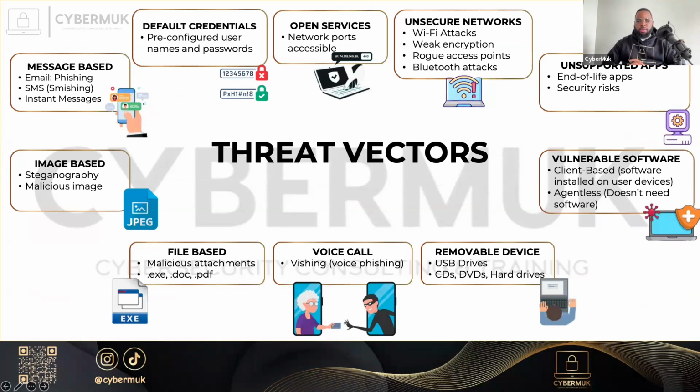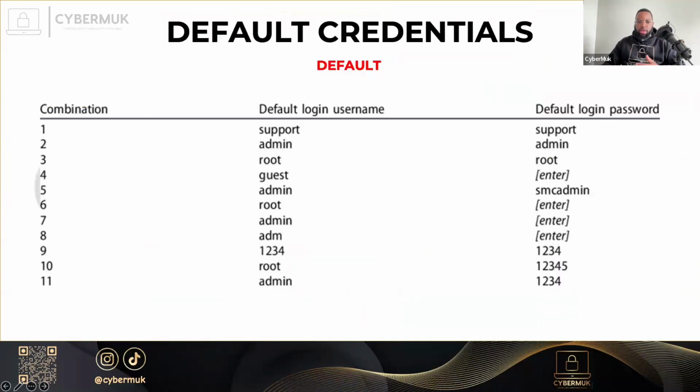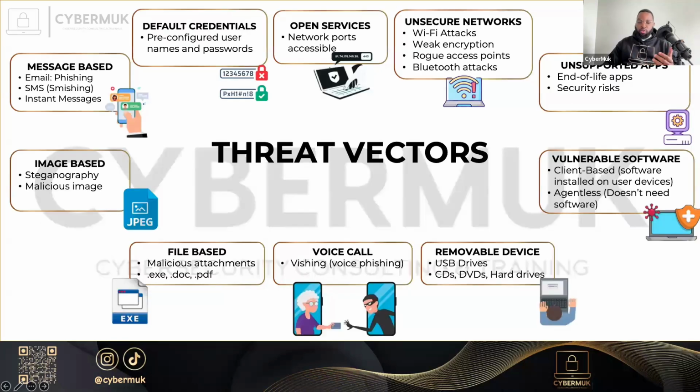And finally, one of the other vectors is default credentials. So default credentials, pre-configured usernames and passwords on routers. Generally, routers come with default usernames, and these are examples of default login usernames and passwords, like admin, root, and a few combinations like that. Generally, network devices like routers and switches come with default usernames and passwords, and people forget to change them. So it's easy to get into them and take a look at the communication.